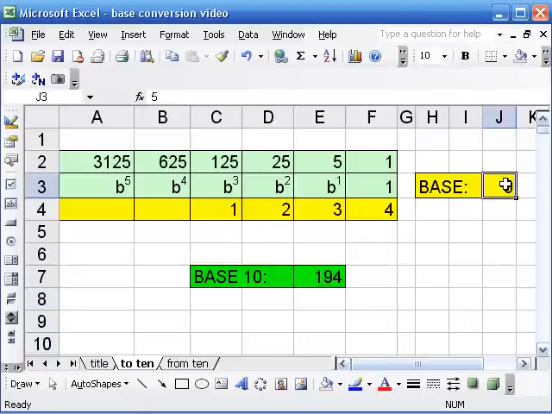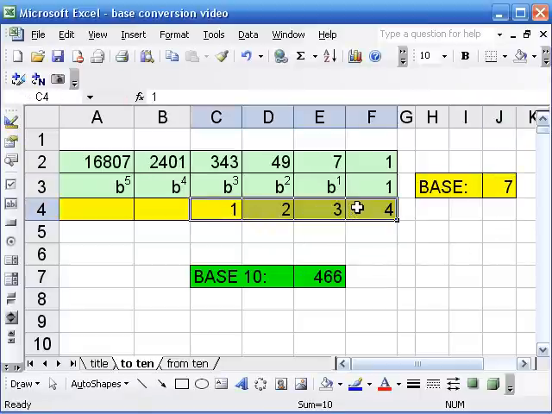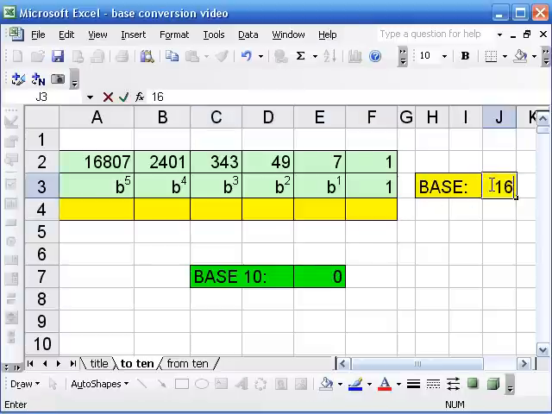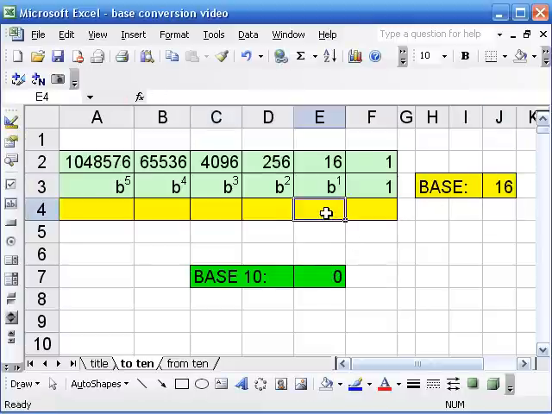If I wanted that in base 6, it'd be 310. Base 7 would be 466. Now, if I want to do something like a base 16, say, if you put something like 2B in, the B is not going to work. I haven't set this up so it can recognize letters. So I'd actually have to say, okay, the B is equal to 11, and that would work. If you wanted to recognize letters, you can use the lookup function. And I explain how to do this in my base counting 2 video.